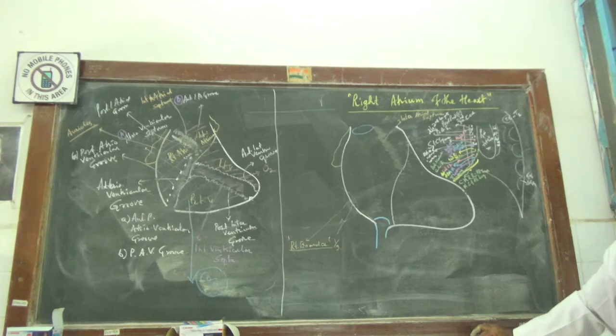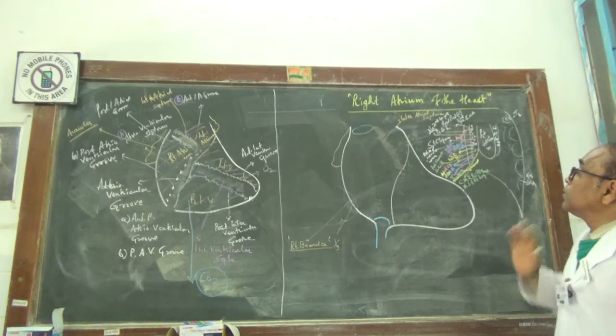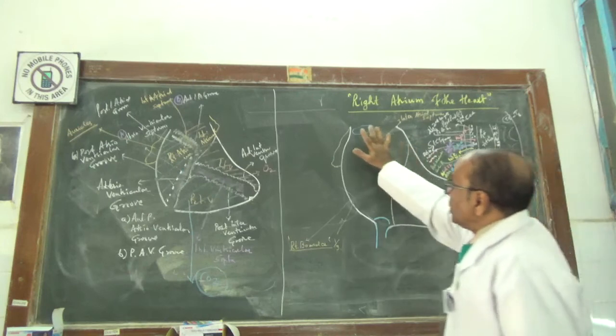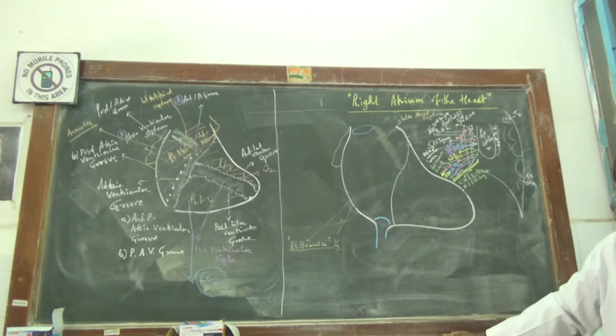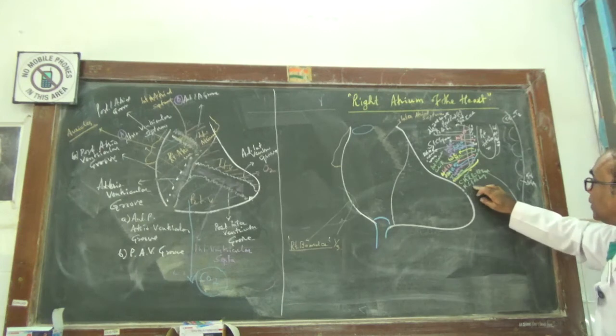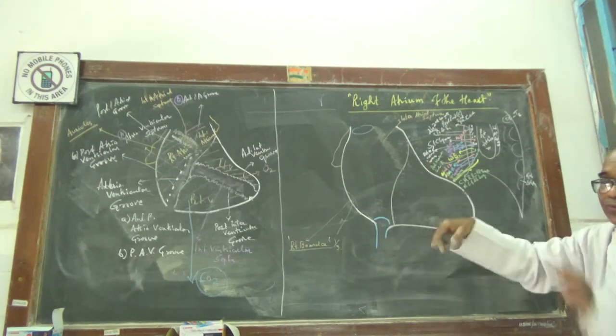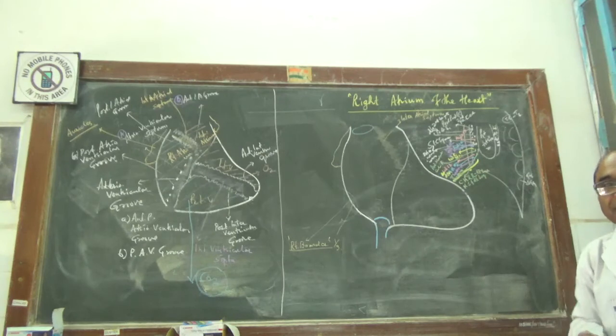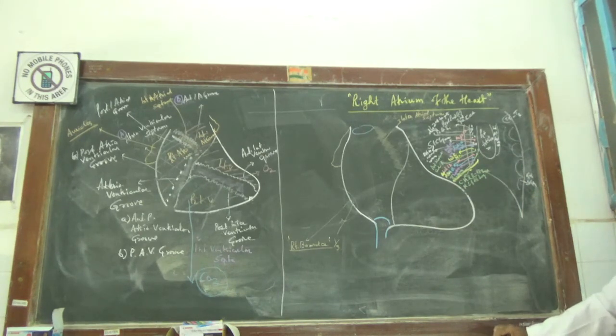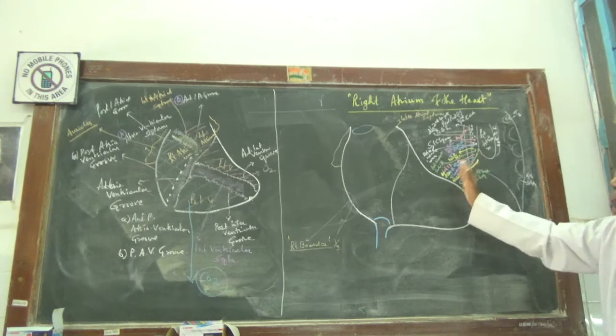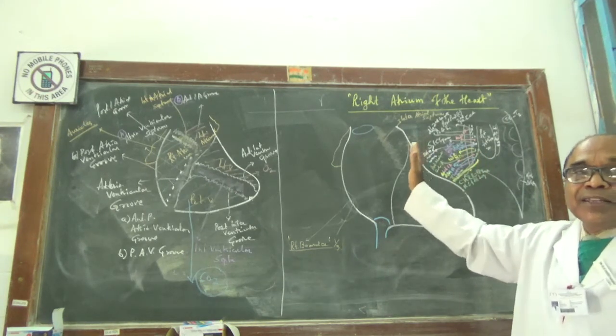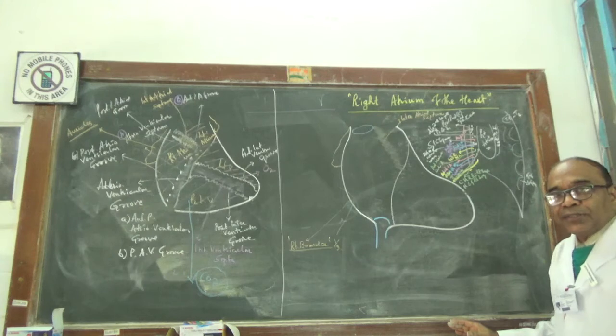So all these things are related in front of the right atrium. That is why the mediastinal surface of the right lung shows the cardiac impression, but it is made by the right atrium. Okay, so this is the anterior relation of the right atrium.